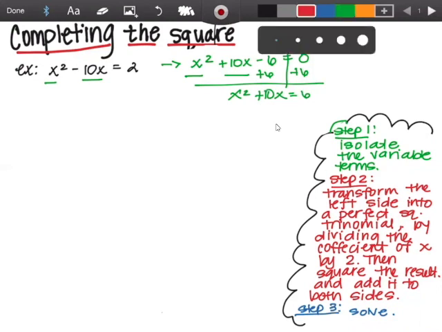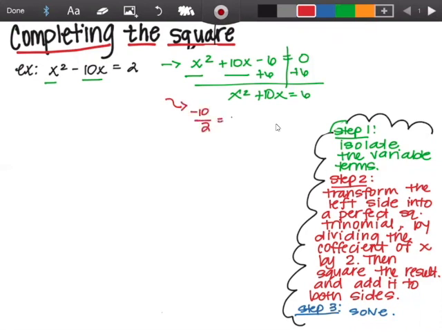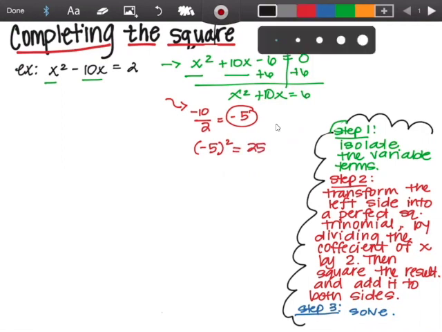So we're going to move on to step two by transforming the left side to a perfect square trinomial. That means we're going to take the coefficient of x, which in this case is negative 10, and divide it by 2. I'm going to write it out to the side here in red. Negative 10 divided by 2 is negative 5. It says then we're going to take the result, negative 5, and square it. All right, so negative 5 squared is positive 25, and so we're going to add 25 to both sides.